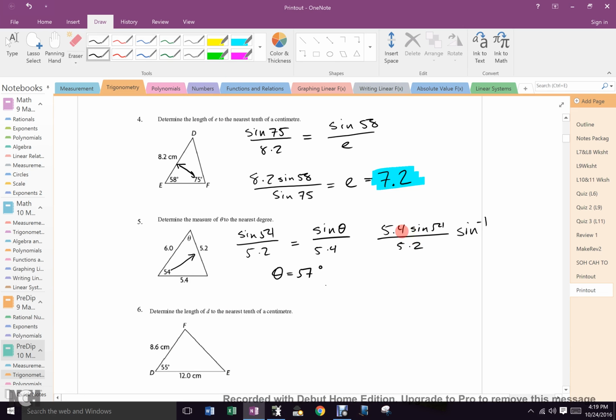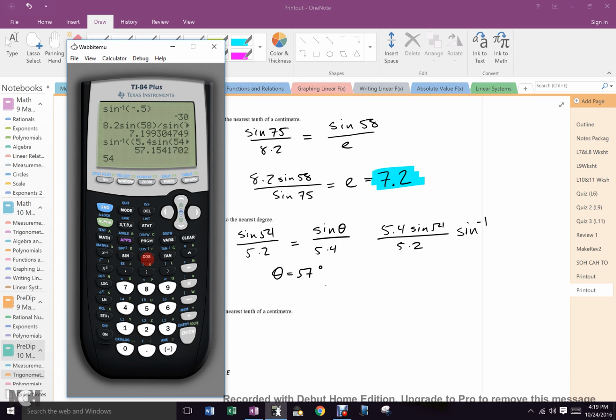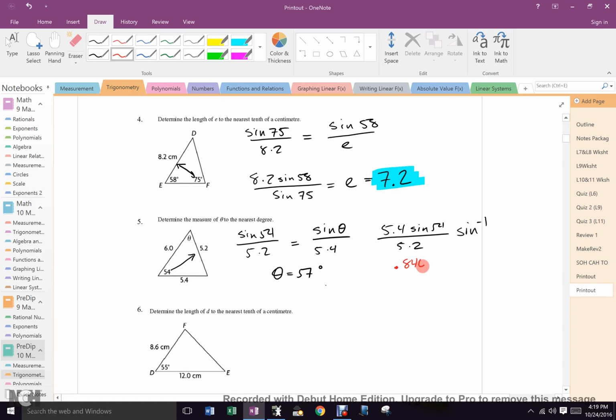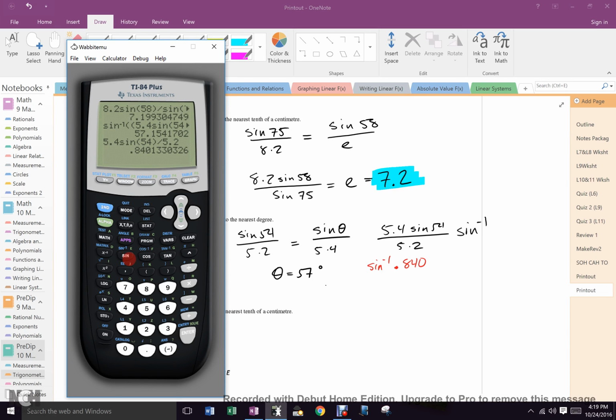Okay, now remember, if you can't do that all in one go, you do just this part first. So you go 54 sine, clear. 5.4 sine 54, close brackets, divided by 5.2. That gets you an answer of 0.840. So you come to here, you go 0.840, and then you shift sine that. Shift sine 0.840, close brackets. There's your 57.